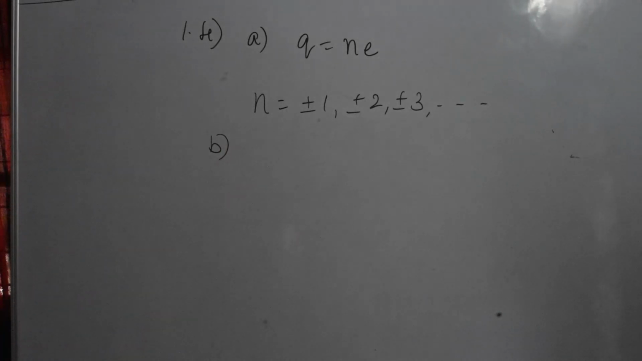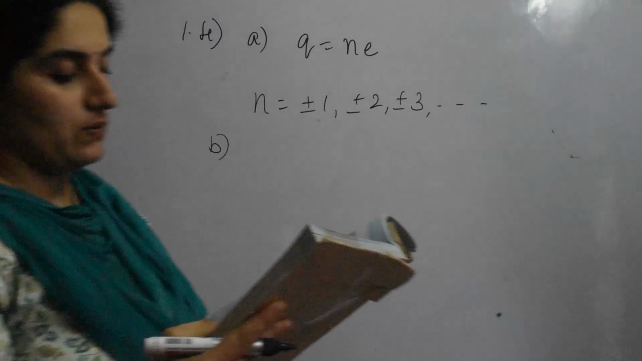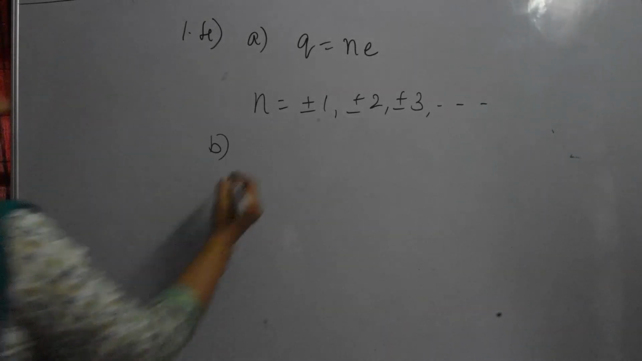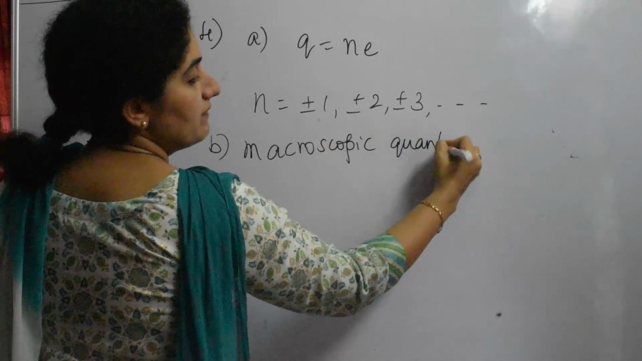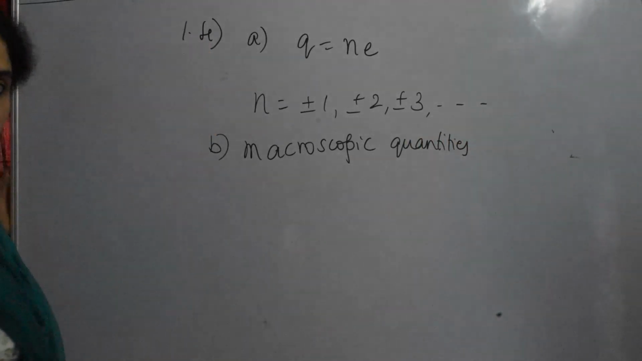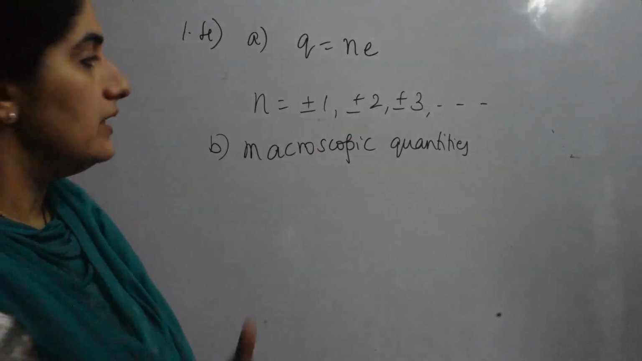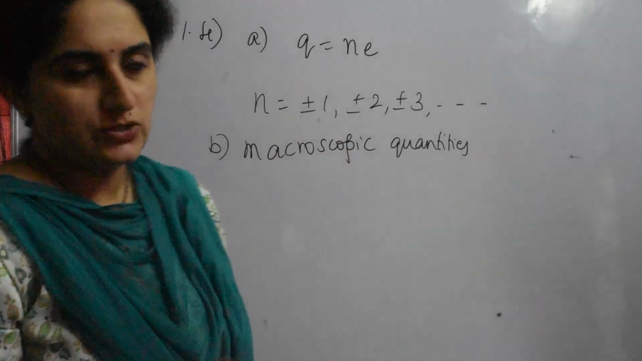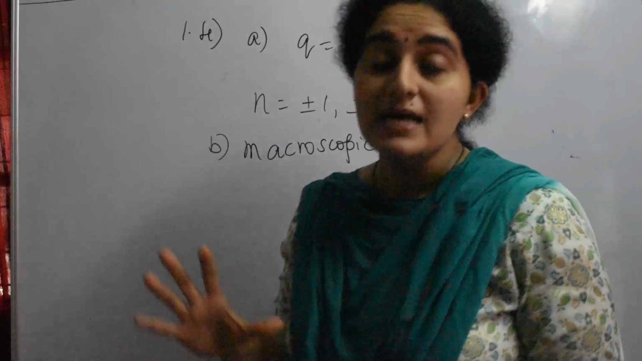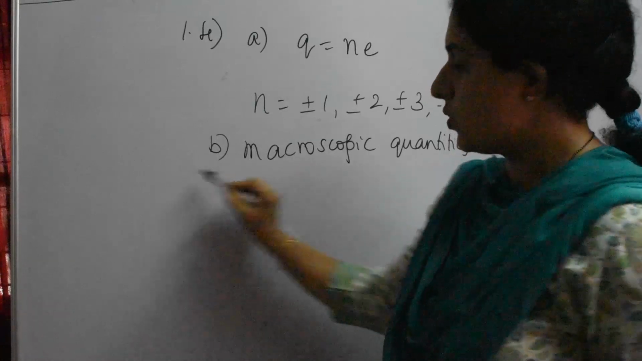The second part is, why can one ignore quantization of electric charge when dealing with macroscopic quantities or large scale quantities? When we deal with macroscopic quantities, the number will be very large. What it means is that we see the total system as continuous in nature. This also we have studied under the properties of charges. So when you add small quantities together, we see a whole line.